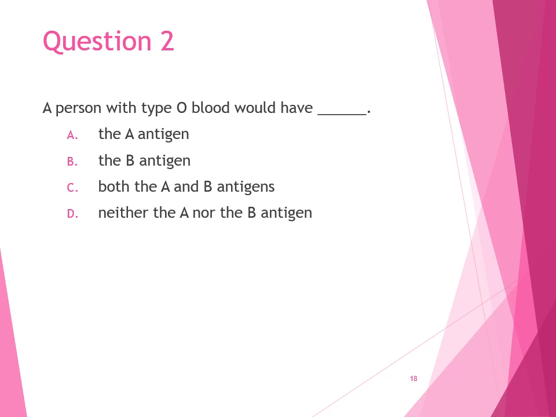A person with type O blood would have what kind of antigen? Give you a minute. O has neither A nor B. It will be positive or negative, but it has no A or B antigen. It's just O antigen.